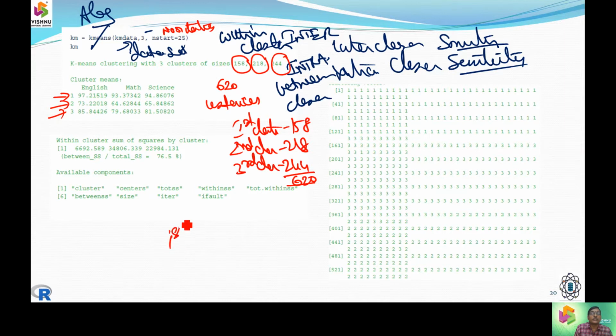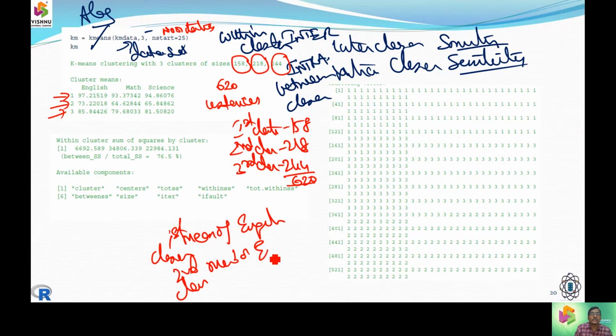So first cluster mean of English, second cluster mean of English. In this way we are going to get the objects. So cluster means are going to be computed, and that is 97, 73 and 85. Similarly for mathematics we are doing 93, 64 and 79. For science we are doing 94, 65 and 81.